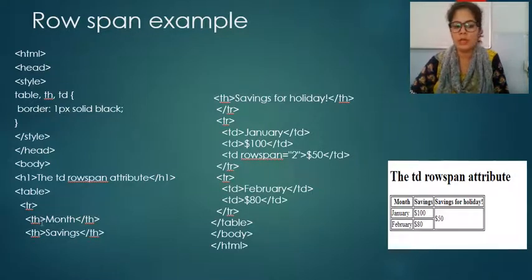That's why we have used 3 heading tags. There are 3 headings in the table. And then TR close. After closing the TR, it will move to the next row. As we closed TR here, and there are 3 cells, month, saving, for holiday, that's why it has created 3 cells, 1, 2, 3.